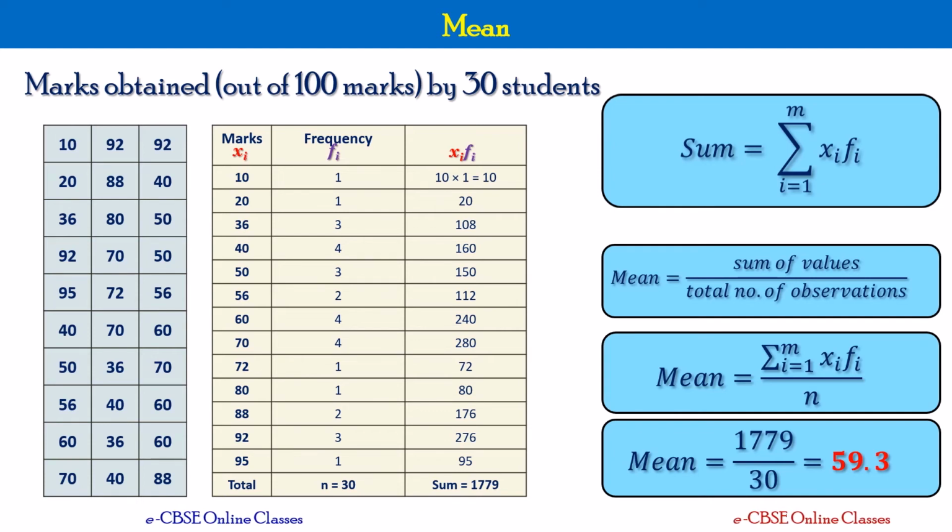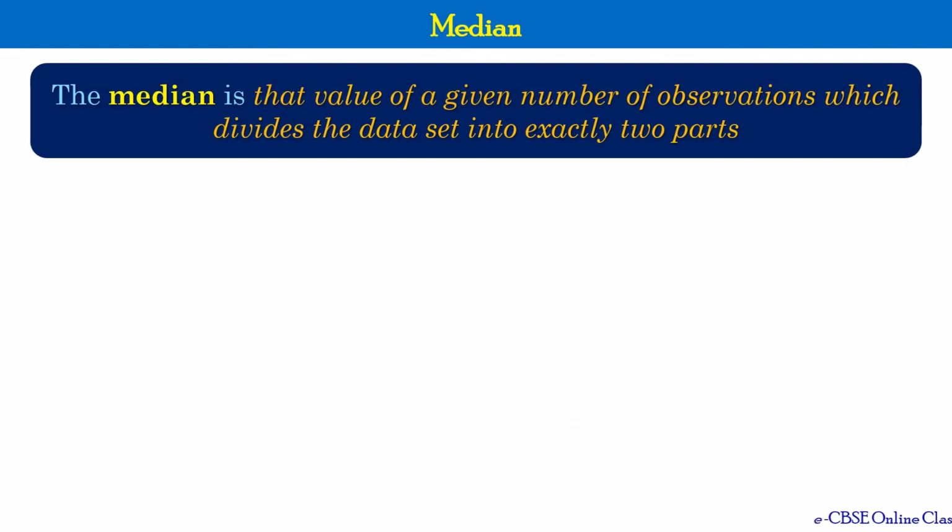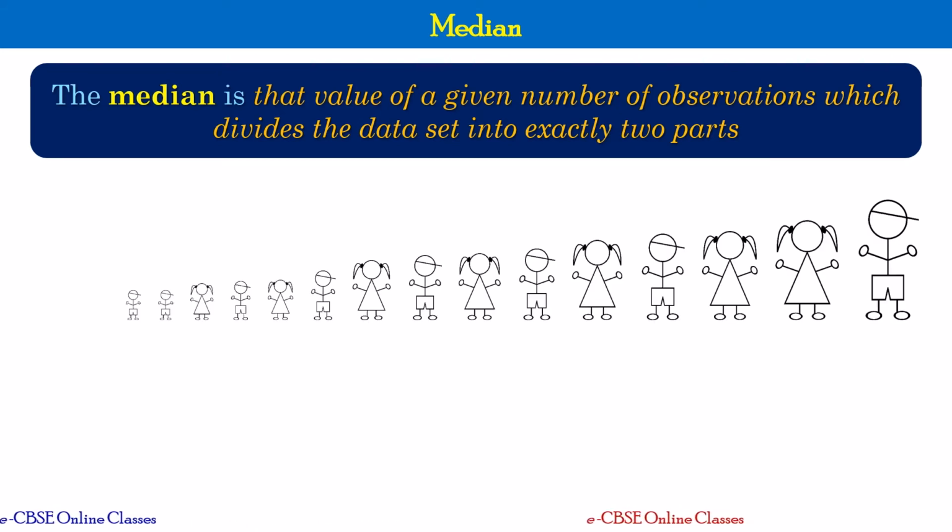So now let's move on to the next measure of central tendency, which is median. The definition says the median is that value of a given number of observations which divides the data set into exactly two parts. This is after you sort the data either in ascending or descending order. Okay, please remember that.